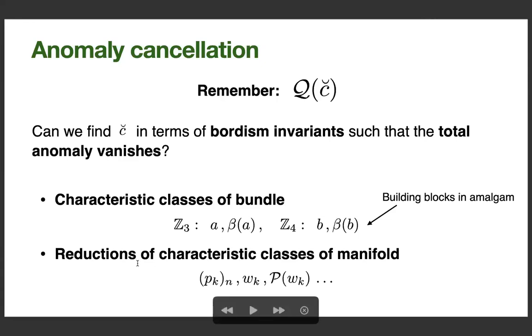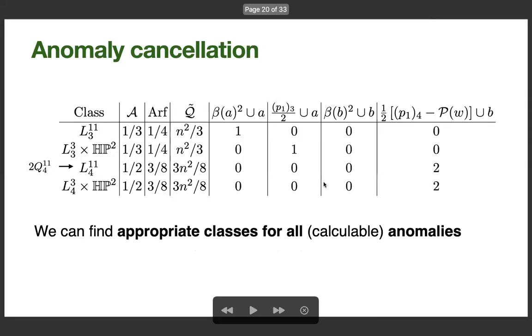And at the same time, we can take a mod n reduction of some characteristic classes of the manifold. So for example, Pontryagin classes mod n, can take Stiefel-Whitney classes, or more abstract objects like the Pontryagin square of a Stiefel-Whitney class. Now we can sort of construct all possible terms that can contribute to this C brief, and these are these four classes that make sense on general spin GL plus manifolds. So those are the ones that we can use in order to cancel the anomaly.